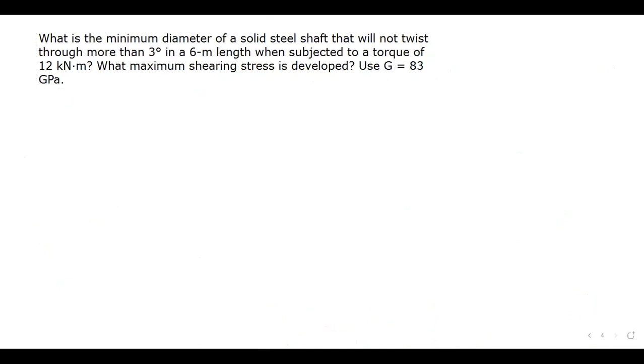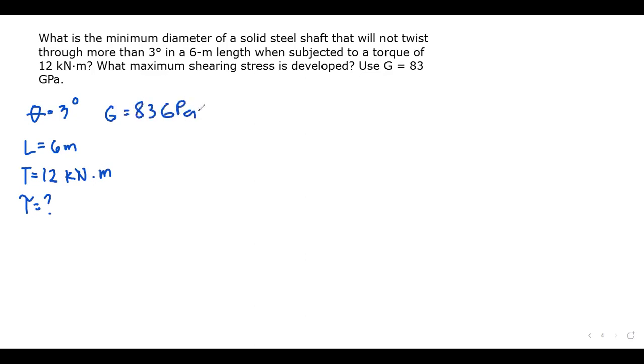So, ayan. What is the minimum diameter? Meron tayong binigay na angle of twist, 3 degree daw, guys. Convert natin siya into radian mamaya. Length na 6 meter and torque na 12 kilonewton meter and shearing stress rin daw. And lastly, yung meron binigay din na G, G is equals to 83 gigapascal. So, convert pa natin siya.